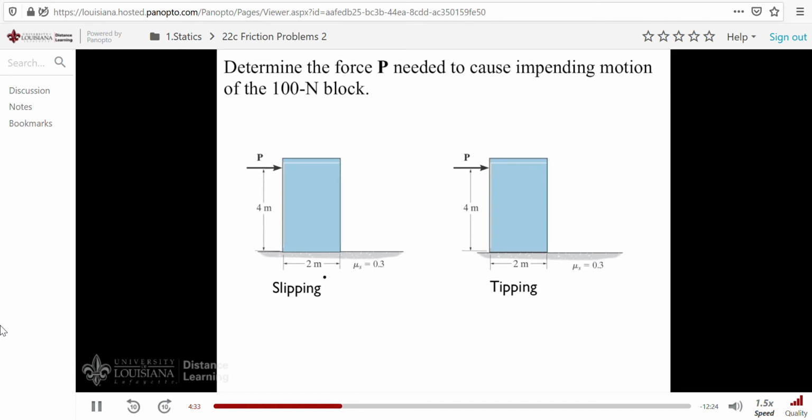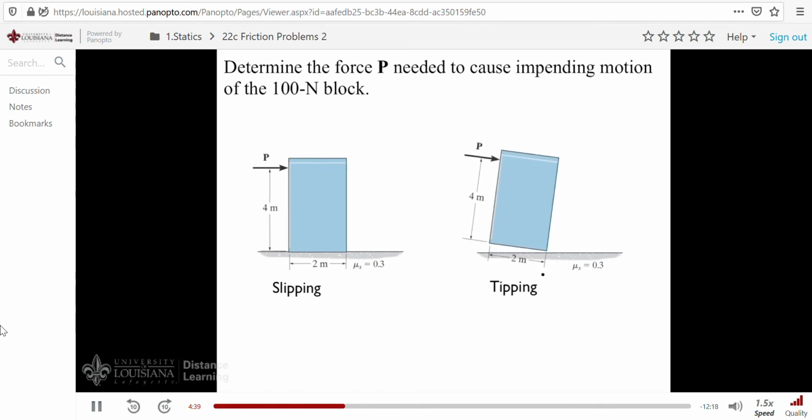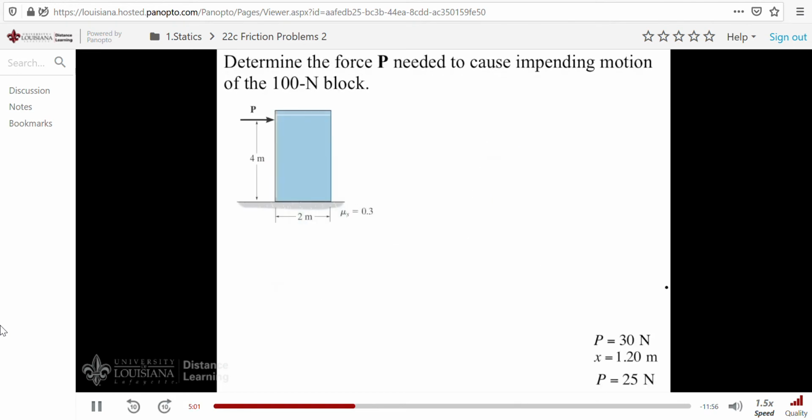In other words, this happens. Or the possibility of tipping. In other words, this can occur. Notice that in this case, the normal force is acting at the corner, whereas in the case of slipping, the normal force is somewhere underneath the block. So we'll look at both cases and find the smallest P, because that'll cause the motion, either slipping or tipping, first. All right, so here's our problem.